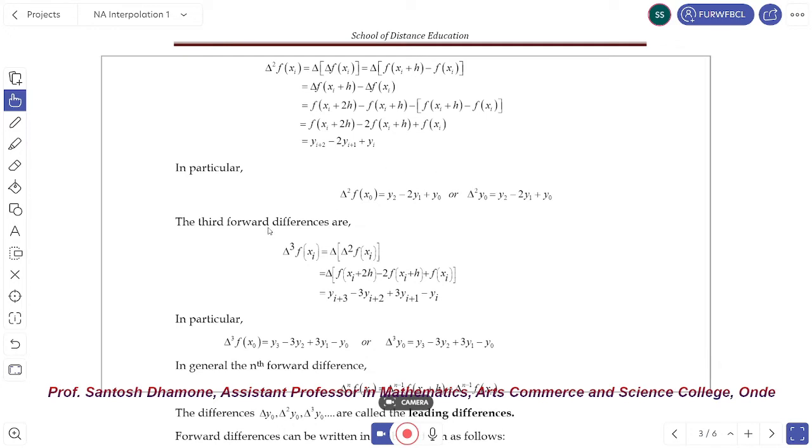The third forward difference, delta cube, operates on f of x_i. It is equal to delta in bracket delta square operates on f of x_i, by the definition of the second difference operator. Here we use the formula of the second difference operator, f of x_i plus 2h minus 2 f of x_i plus h plus f of x_i. Again, operating delta on this, we get y_(i+3) minus 3y_(i+2) plus 3y_(i+1) minus y_i.